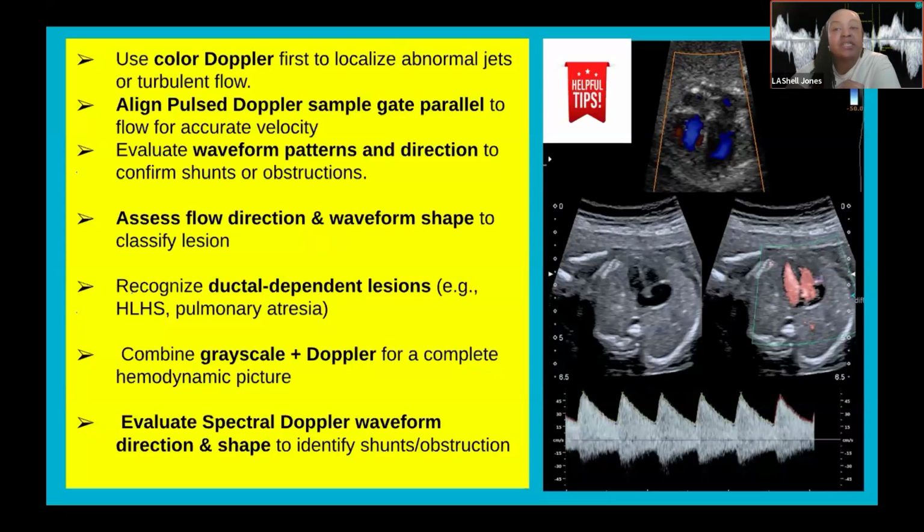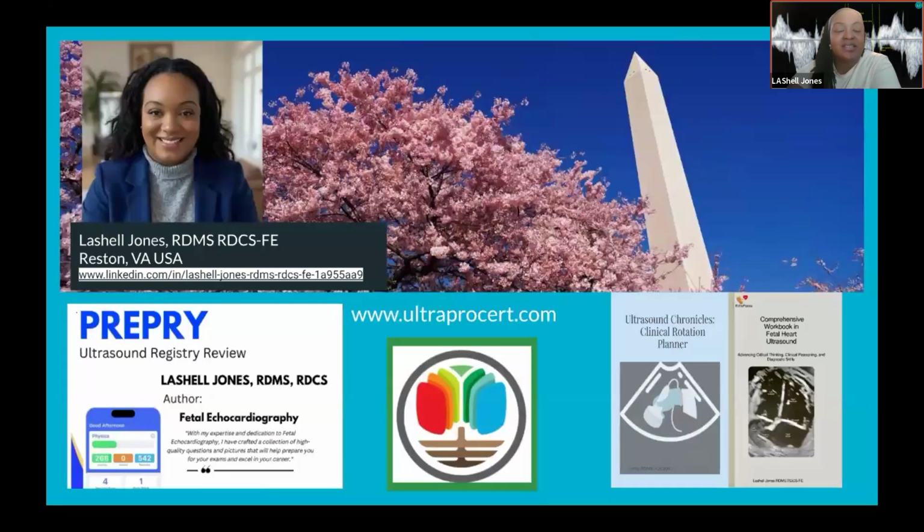Recognize your ductal dependent lesions. That's usually with those reversals in cases of hypoplastic left heart or pulmonary atresia. Combine your grayscale with your Doppler to get that complete hemodynamic picture, and then evaluate your spectral Doppler waveform direction and shape to identify those shunts and obstruction. Very, very important. Okay, I am all done.